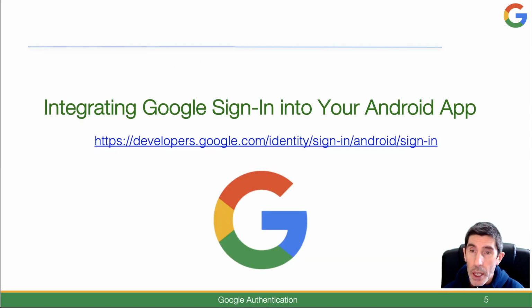Okay, so there's that link again. This is on the developer docs themselves. There's a link to it up online, integrating Google sign-in into your Android app. There's a couple of different ways to do it, different navigation paths on the docs themselves. I've picked a particular one, which I think is the most straightforward one.